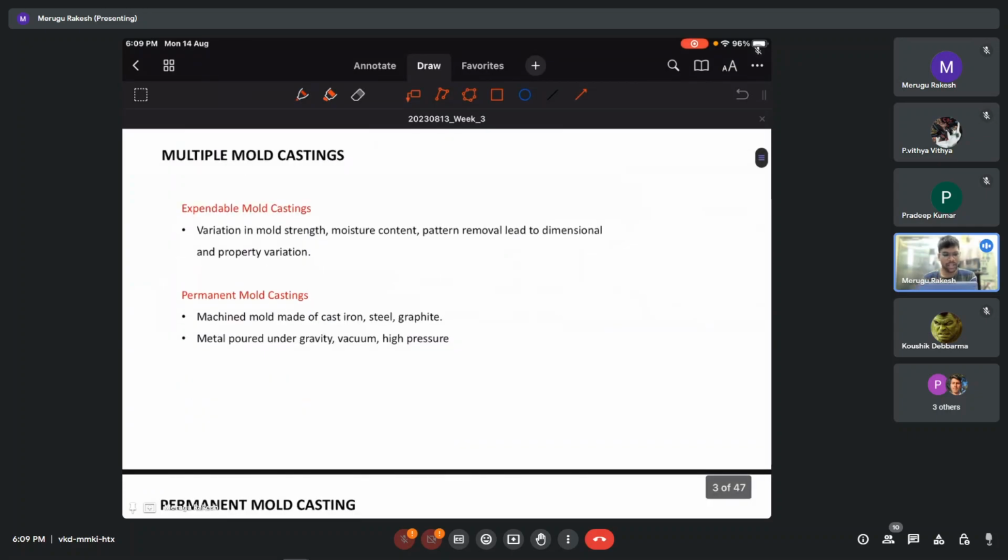Starting with permanent mold casting, basically we have two types. One is expendable, in which the mold has to be broken, and then we have permanent mold casting, in which the mold is made of some metal. Then it can be reused many times, and the production rate will be very high in permanent mold casting when compared with expendable, in which we are expending the mold. Such as sand casting, you have to break the mold. Investment casting, you have to break the mold. The pattern also will lead to dimensional property variation in expendable mold. Later on, you will see what accuracy we get with different types of castings.